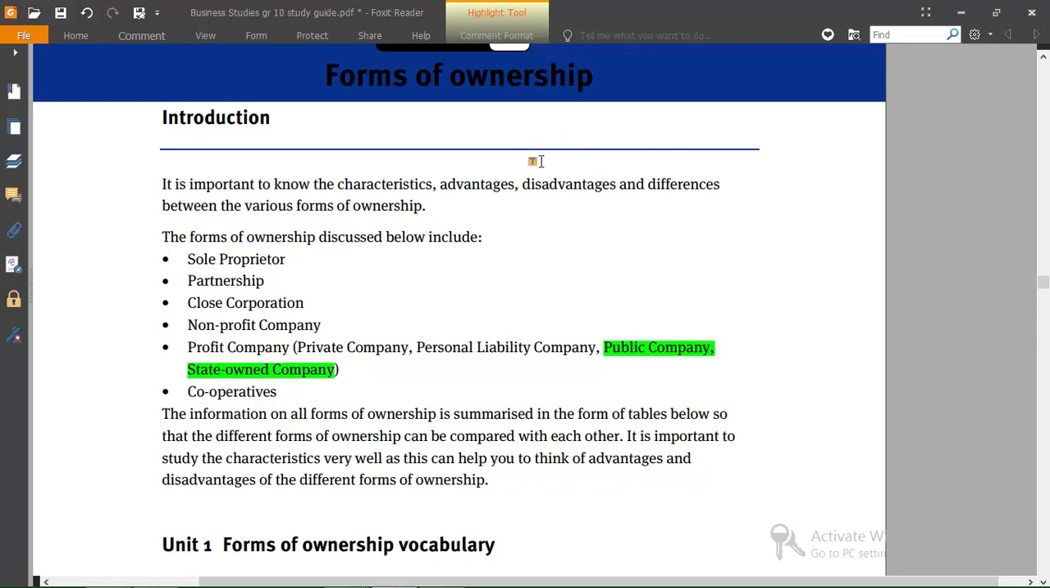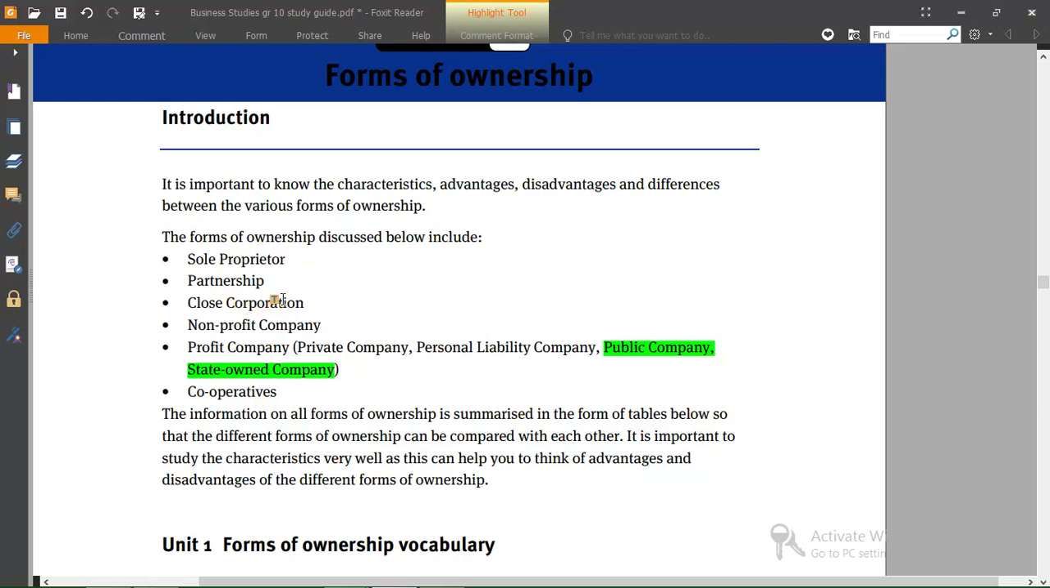Alright guys, remember also, when you're talking about forms of ownership, you only need to know 3 things that are very important for all these forms of ownership. You need to know the characteristics, and you need to know the advantages and the disadvantages. Those are the 3 most important things that we usually ask you in the tests and exams.